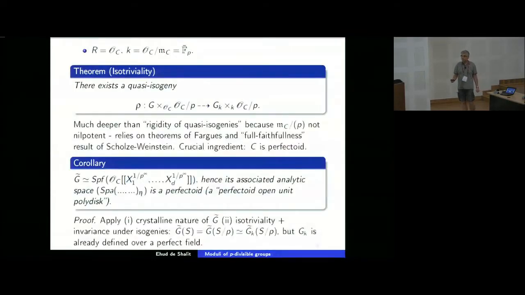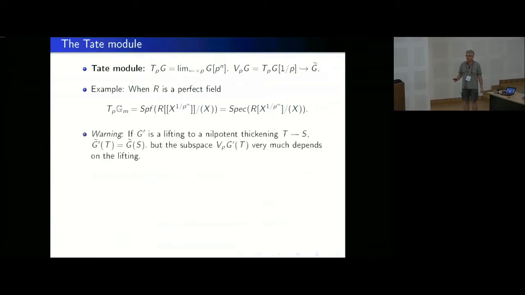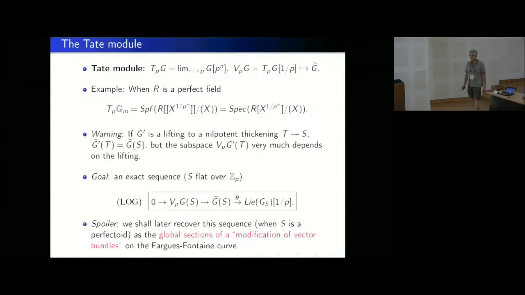So this is an important observation, and what we're aiming at now is an exact sequence that has first the inclusion of V_p G in the universal covering, and then a map that will basically be a logarithm map, but I call it theta because it will be intimately connected later to the theta that we saw in previous lectures, to the Lie algebra of G, but for that we have to assume now that S is flat over Z_p.